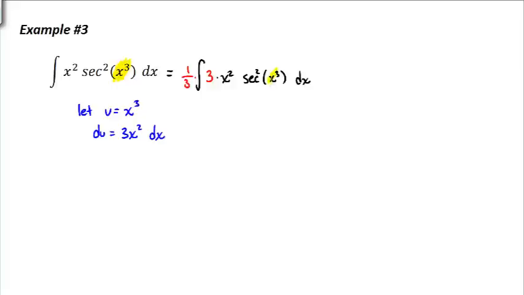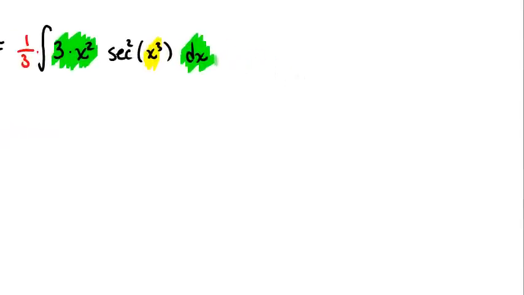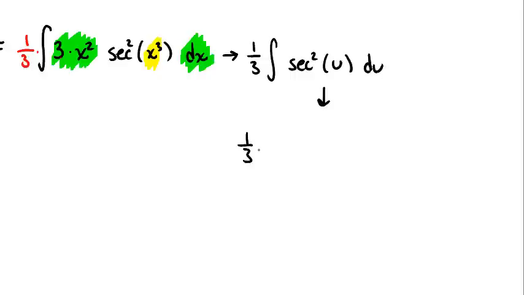We still have our composition of x cubed. Now we have our 3x squared dx. And we can finish this problem out just like any other u-sub problem that we've seen already. We'll have 1/3 times the antiderivative of secant squared u du. Hopefully we remember that the antiderivative of secant squared is tangent.